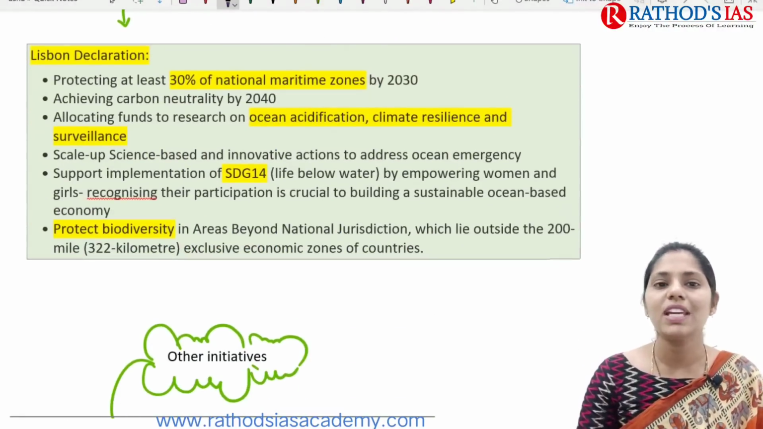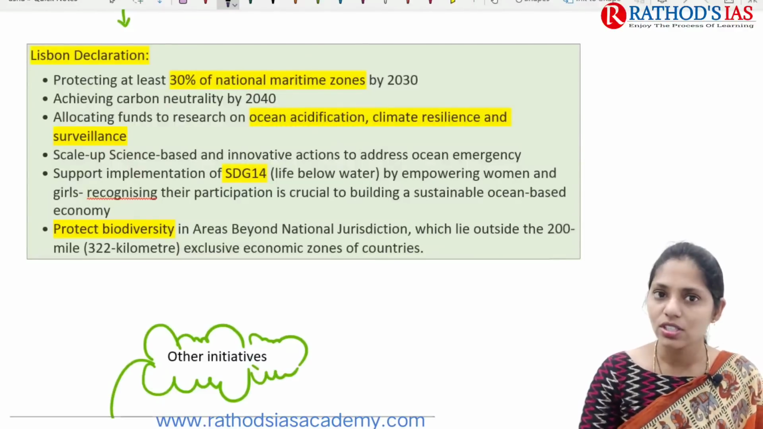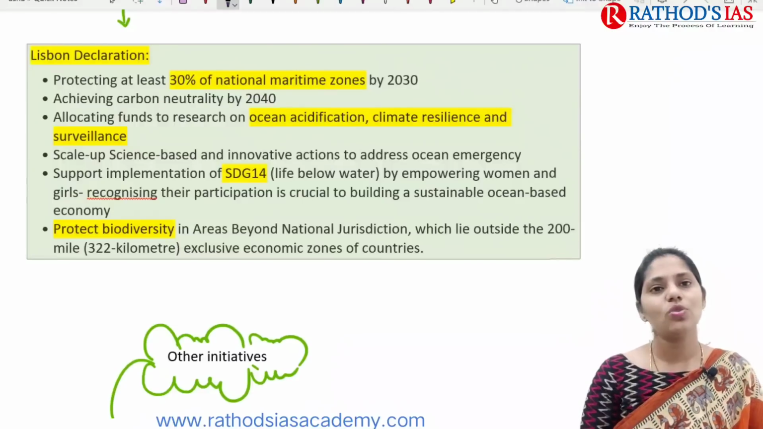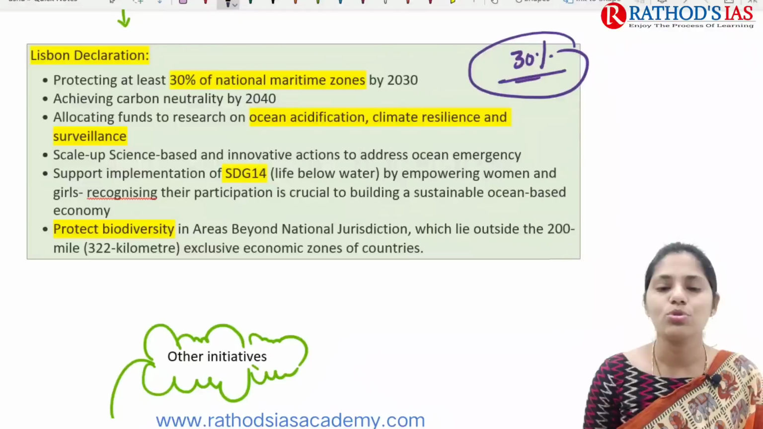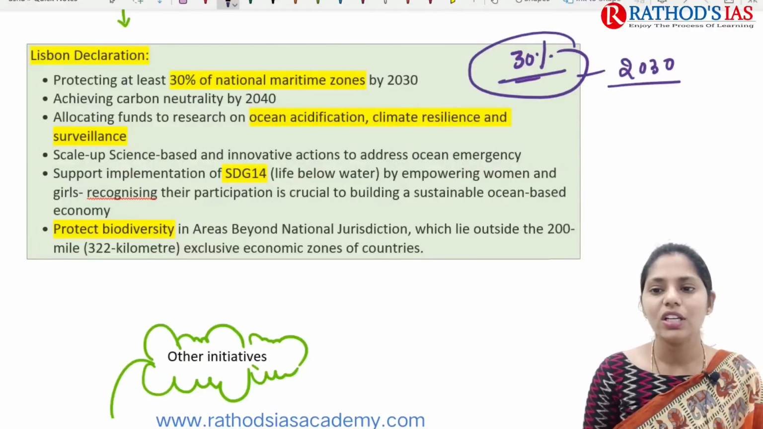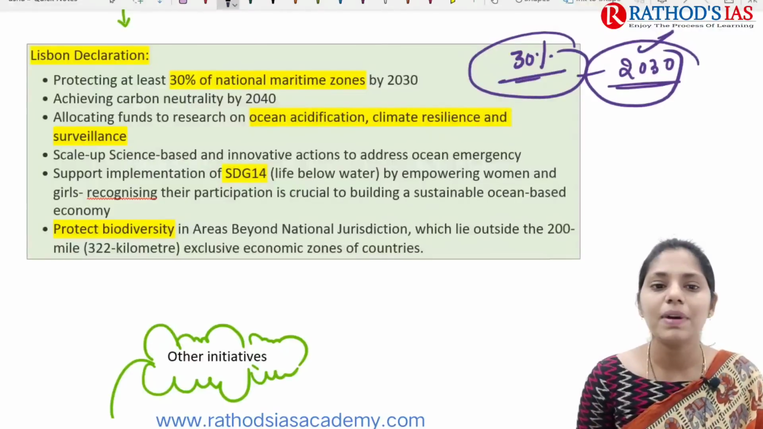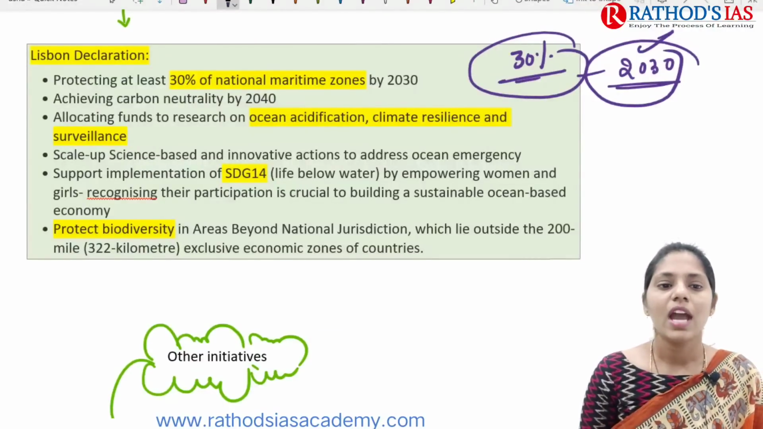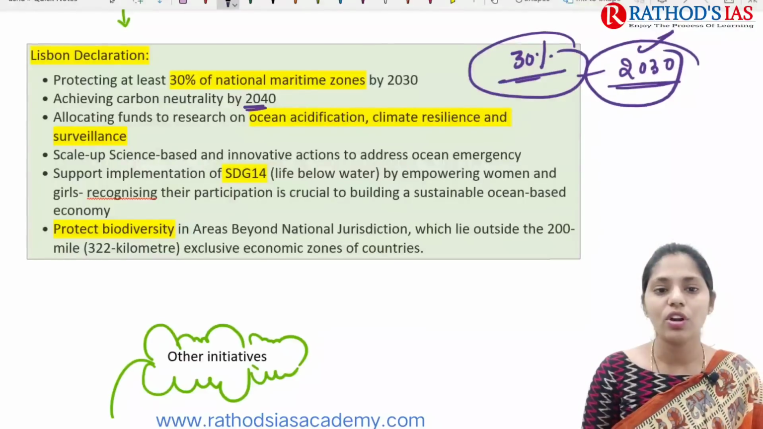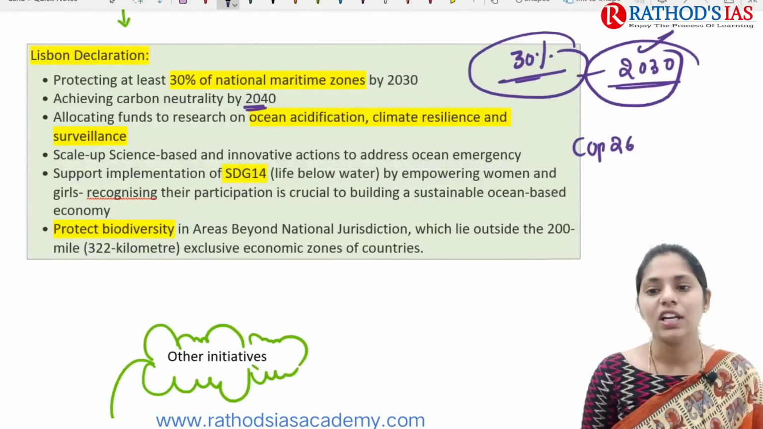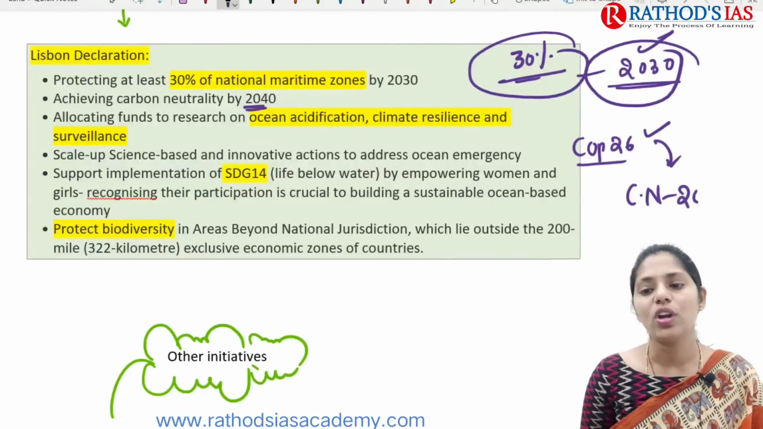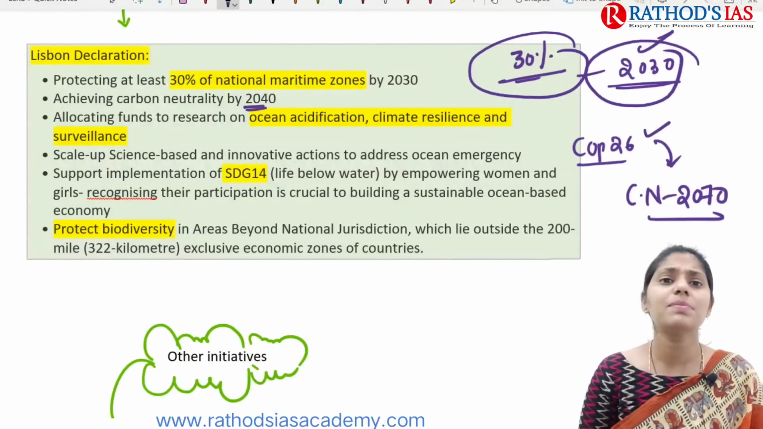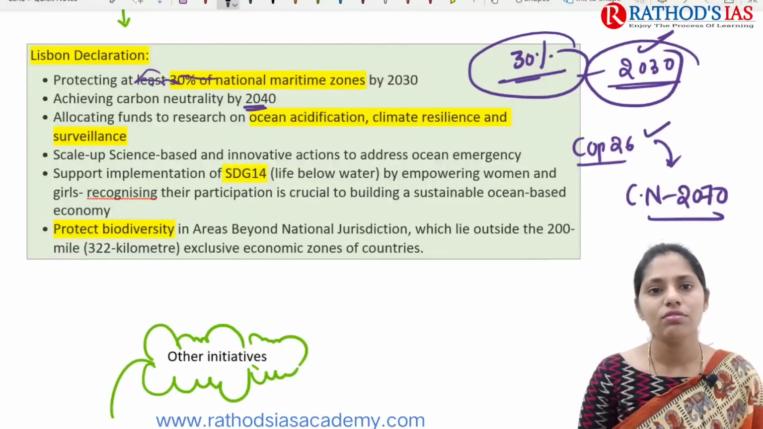Let us talk about some key highlights of this Lisbon Declaration. The first one is that it says at least 30% of national maritime zones should be protected by 2030, and we need to achieve carbon neutrality by 2040. But in COP26 at Glasgow, India said that we are going to achieve carbon neutrality by 2070. And this Lisbon Declaration says that we need to achieve carbon neutrality by 2040.